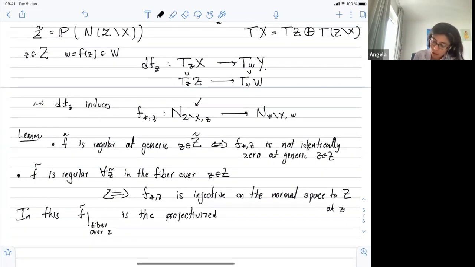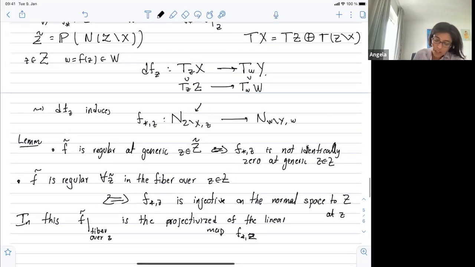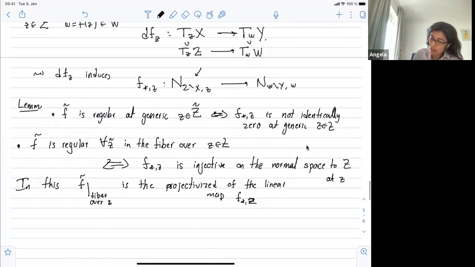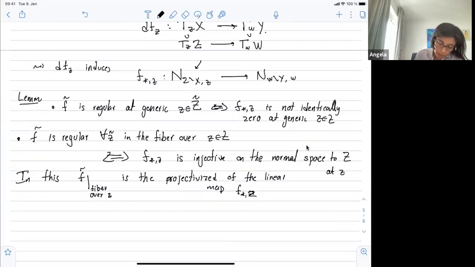of the linear map. So you projectivize the linear map F. So the computation of the degree of F tilde goes through the compactification, to the degree of this F star. So here's an important lemma.